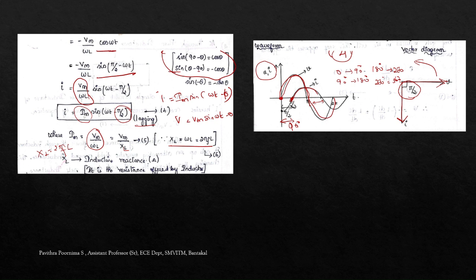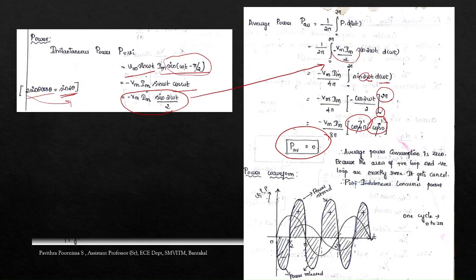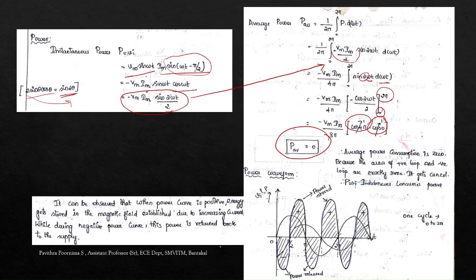0 to 2 pi. The 4 instants we are getting are 0 to pi by 2, pi by 2 to pi, pi to 3 pi by 2 and 3 pi by 2 to 2 pi. So all the 4 instants we are going to consider in this power waveform. So the first instant is 0 to pi by 2.